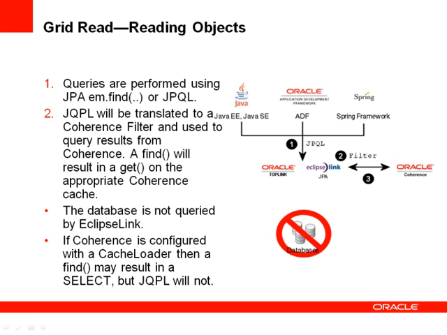Let's take a look at grid read for reading objects. In this case, my application will issue a JPQL query that will come to EclipseLink. EclipseLink will translate that query into a Coherence filter and return the data that's in the Coherence cache. The database is not accessed at all.